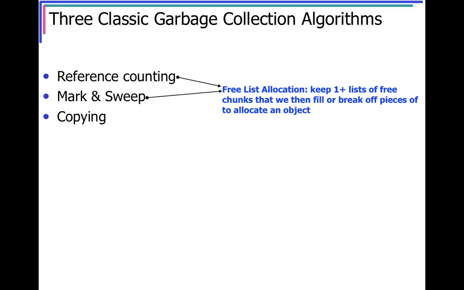These two use an allocation technique called free list allocation, where we keep one or more lists of free chunks from the heap address space in the process's address space of the executing program. We're going to break off pieces of these chunks to allocate to objects as the program requests them.